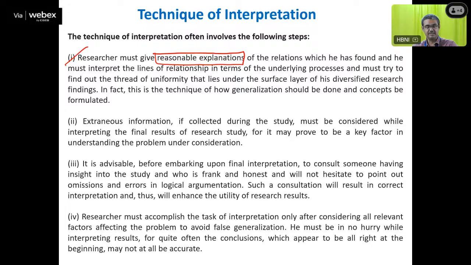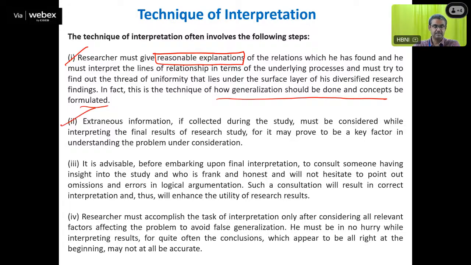He must interpret the lines of relationship in terms of underlying processes and must try to find out the thread of uniformity that lies under the surface layer of his diversified research findings. In fact, this is the technique of how generalization should be done and concepts be formulated. So you have to provide a reasonable explanation of your observations, right? And explain the underlying processes or the established relationships.